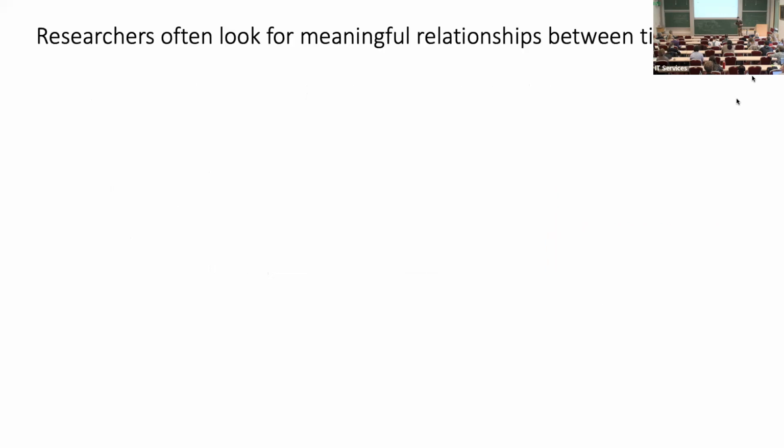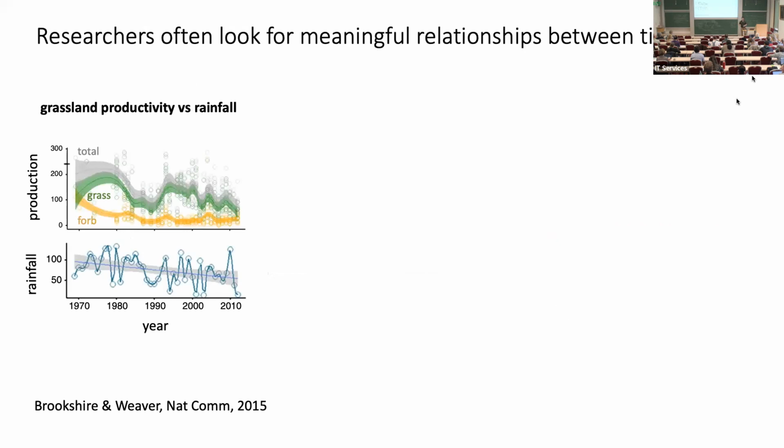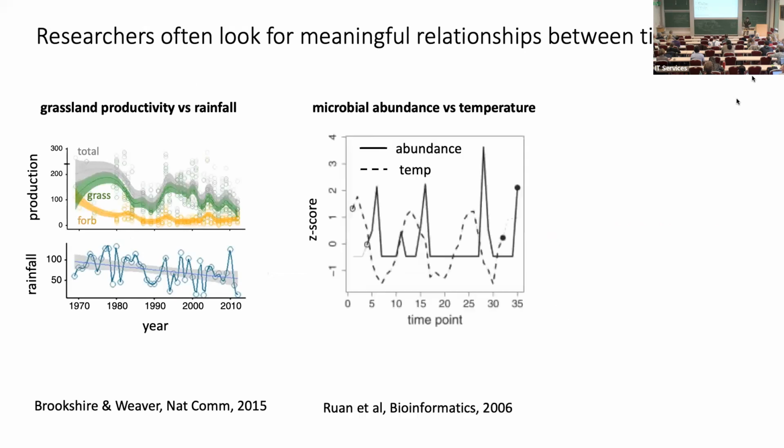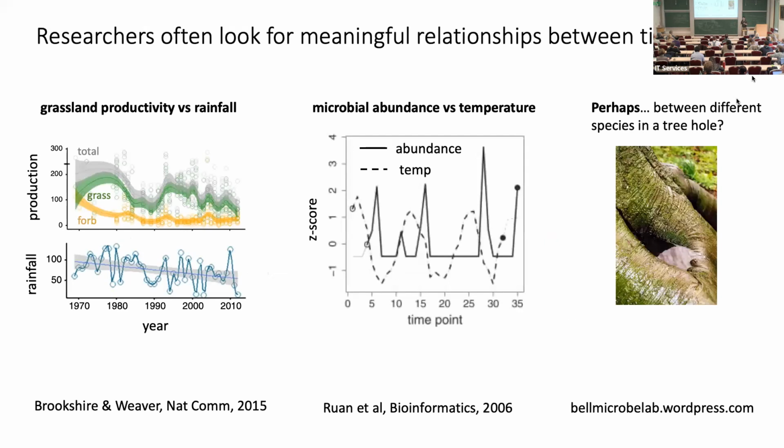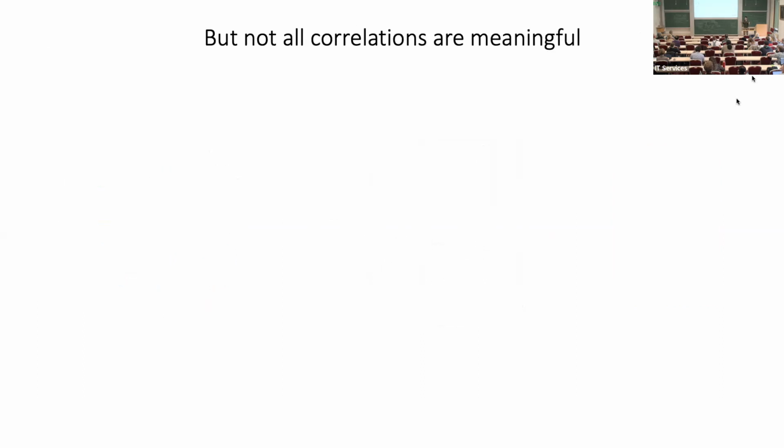Okay, so researchers often look for correlations, or look for meaningful relationships, between time series. So for instance, between grassland productivity and rainfall, between microbial abundance and temperature, or perhaps, inspired by Tom Bell's talk yesterday, between different species in a tree hole. But not all correlations are meaningful, right?